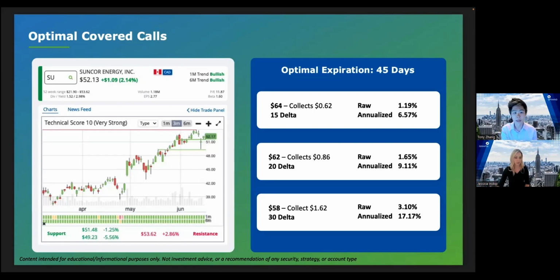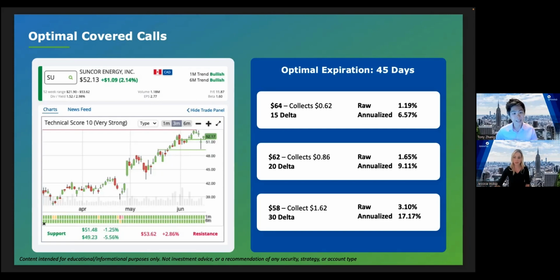So the thought experiment here is, this is a $52 stock. Now, going out 45 days, where would you pick the strike price? Meaning, where would you feel comfortable having the obligation to sell the stock? So for example, I have three choices. I have the 58 strike, which is roughly $6 out of the money. That will collect $1.62. That's about 3% of the stock's value that you're going to collect in 45 days. I also have the 62 strike, which is almost $10 out of the money.